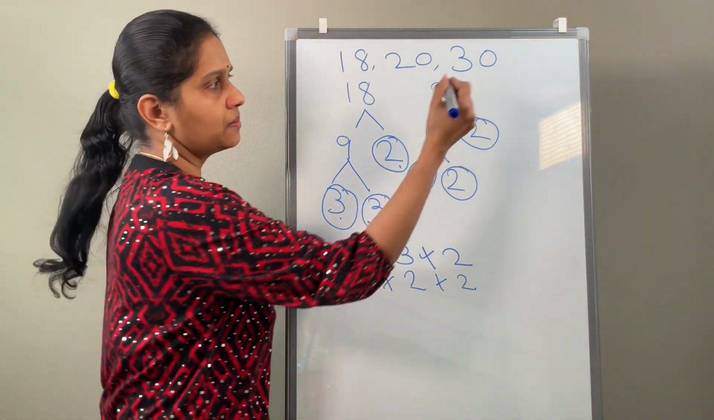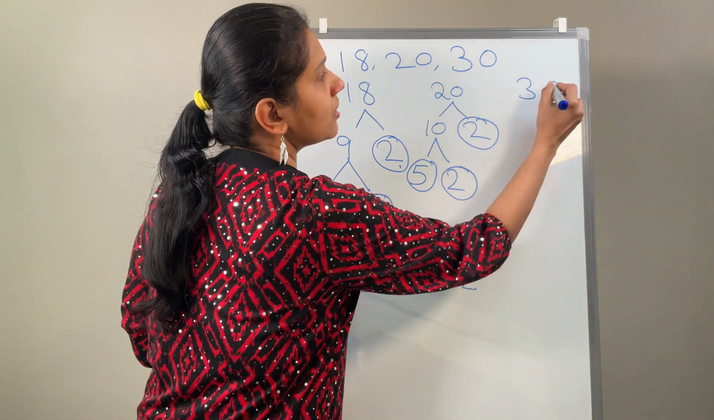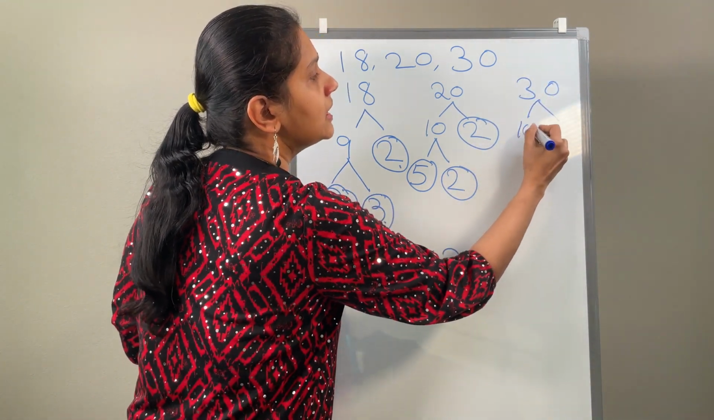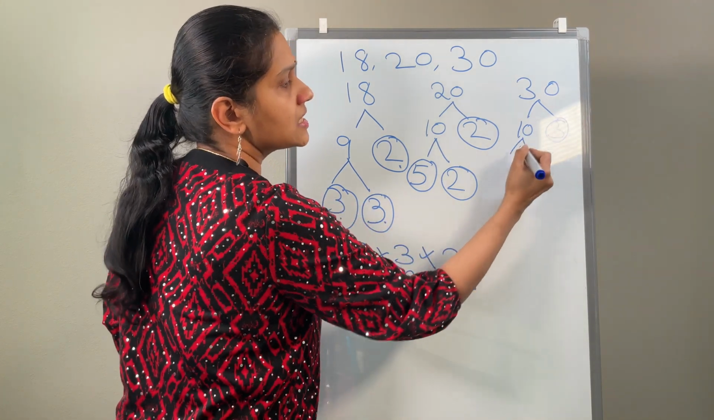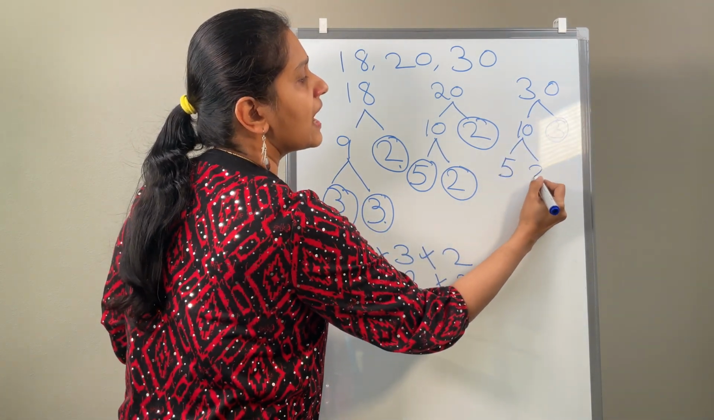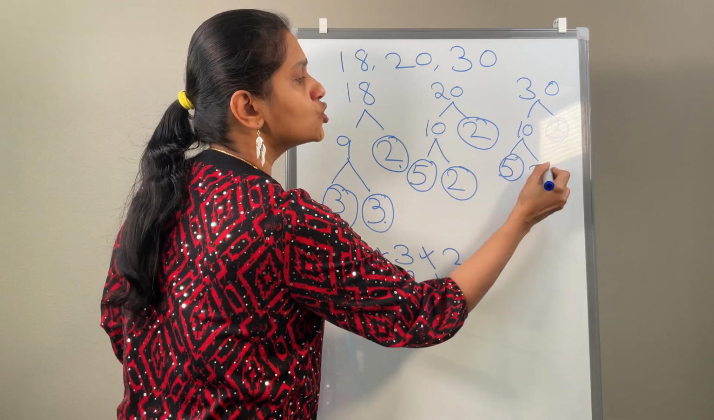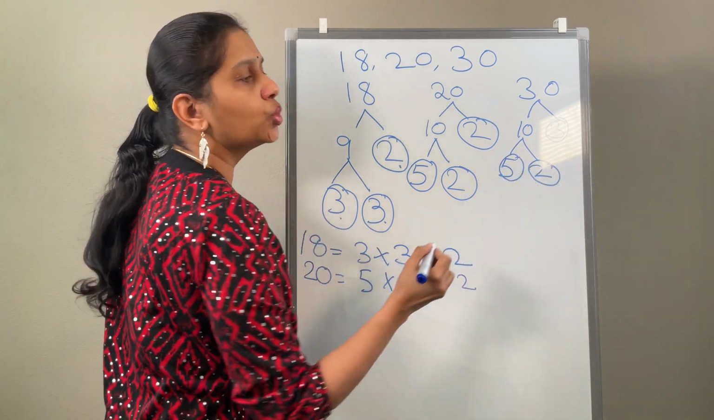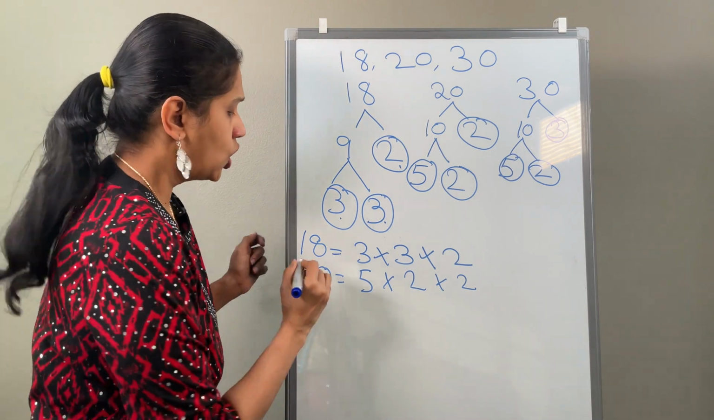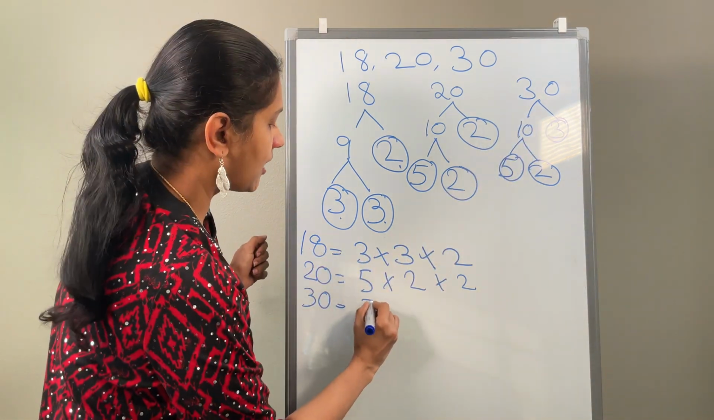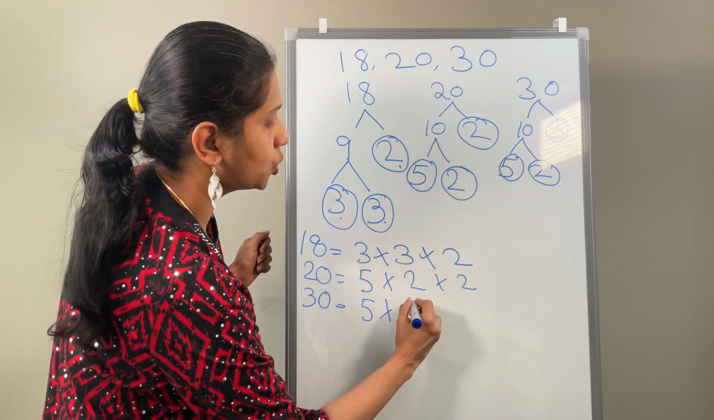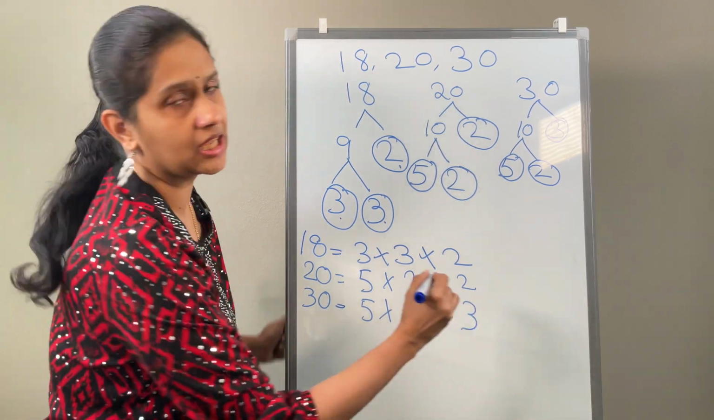Now consider the number 30. 30 can be written as 10 times 3. 3 is a prime number. This 10 can be written as 5 times 2. Both 5 and 2 are prime numbers. So the prime factorization of 30 will be 5 times 2 times 3.